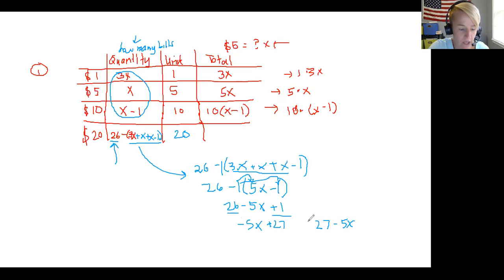Okay. And then you're going to multiply all of this by this 20, because we multiplied this by that. We multiplied the 1 times that. So I'm going to have 20 times, it doesn't really matter, but I'll keep it as clean as possible. So 27 minus 5x.